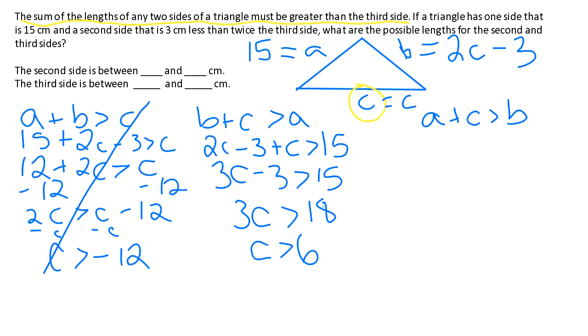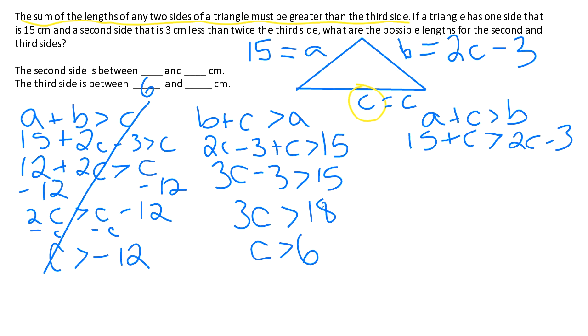Okay, so that's one piece of information. C is our third side, so it's bigger than 6, so I can plug that in right there. 6 is the smallest C can be. All right, now I'm going to do the other equation, A plus C. So 15 plus C is greater than 2C minus 3.